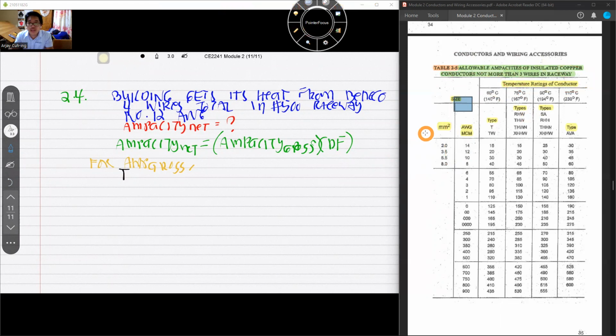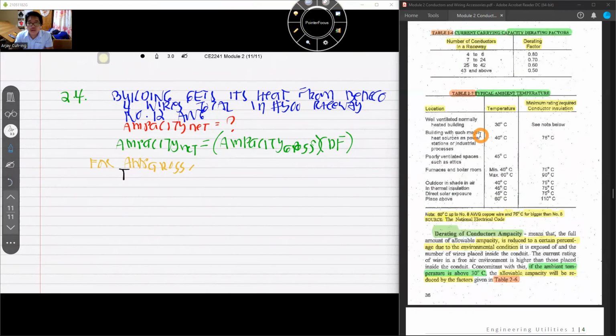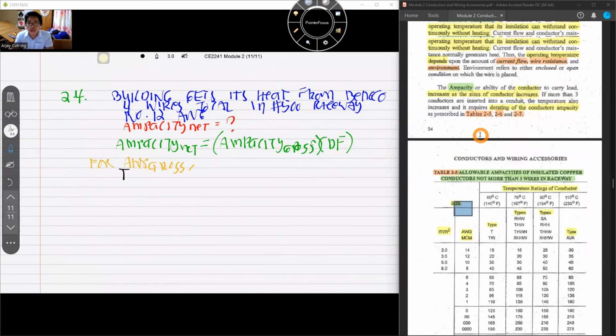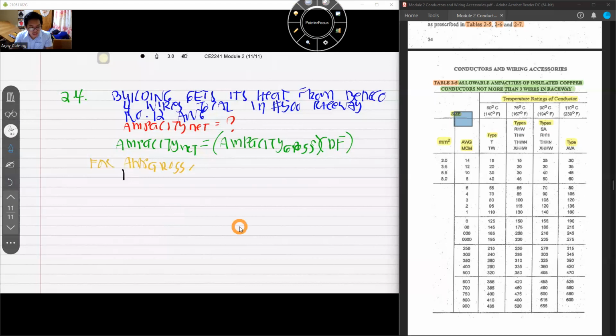So para makuha natin yung temperature rating, class, dapat gamitin muna natin yung... wait. Isulat ko na lang lahat, no? So para makuha natin kasi yung ampacity gross, table 2.5 tayo. Okay. Pero yun nga, class, kulang pa yung ano natin, no? So para makuha natin yung ampacity gross, class, kailangan muna natin makuha yung temperature rating. Okay. So saan natin kukunin yung temperature rating, class? Dito tayo sa table 2.7.